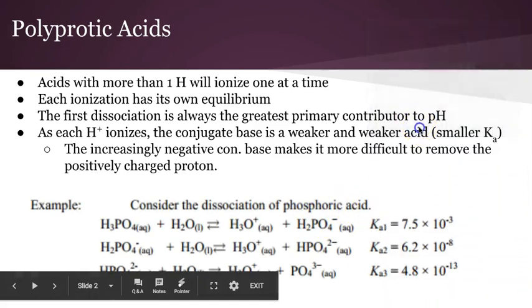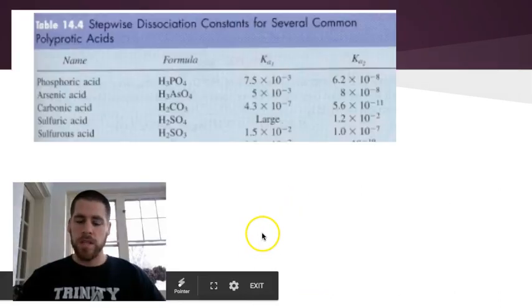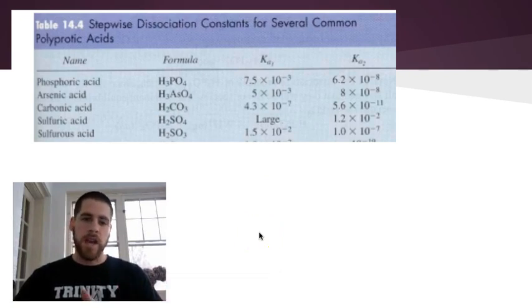Here's an example of H3PO4. This shows that each H comes off one at a time. So it goes from H3PO4 to H2PO4-, and then to HPO4 2-, and then finally to PO4 3-. So this is a triprotic acid. A lot of times you'll see the Ka's listed as Ka1, Ka2, and that's for each individual H plus that comes off.